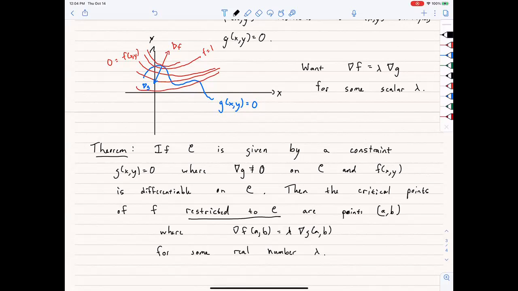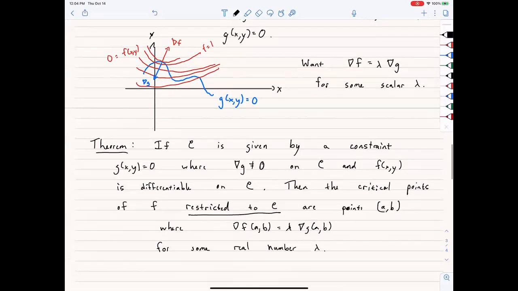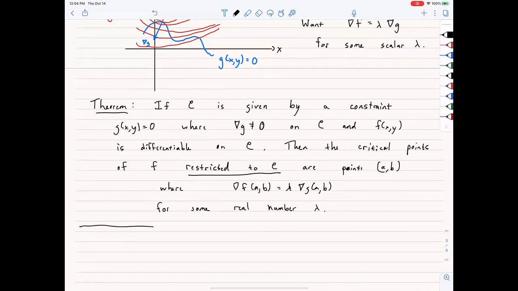All right. Let's look at an example that we just saw a second ago. So, the baby example.